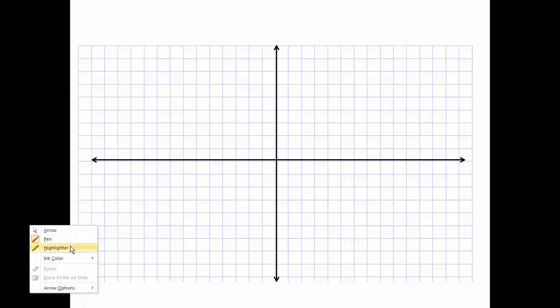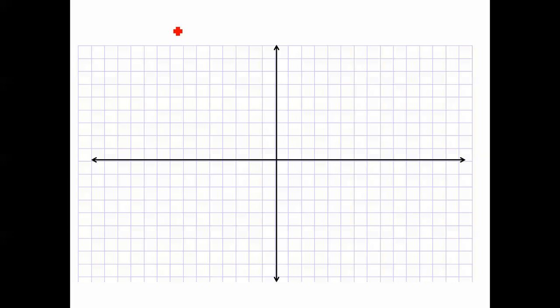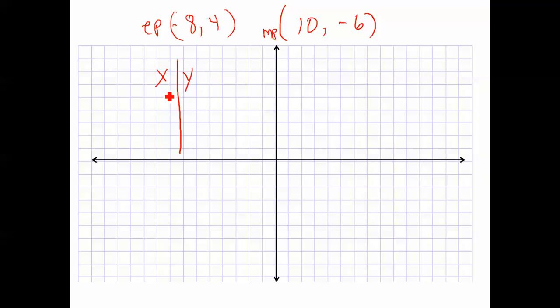Let's see here. Let's try negative 8, 4, and this is one endpoint, and this one is 10, negative 6, and this is my midpoint. Alright, so right here I want you to pause the video and see if you can figure it out, and then I'll work it and you can come back and look at it. So here's my XY T-chart, endpoint, midpoint, endpoint.